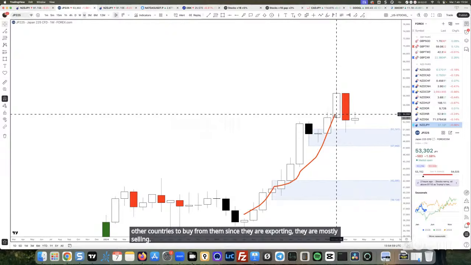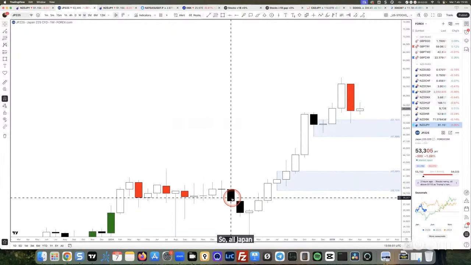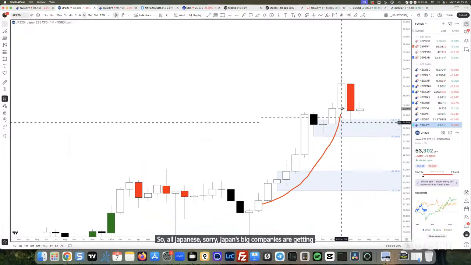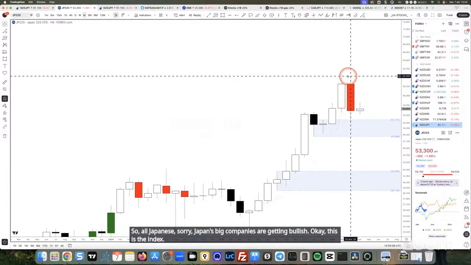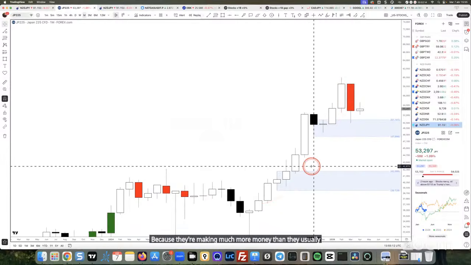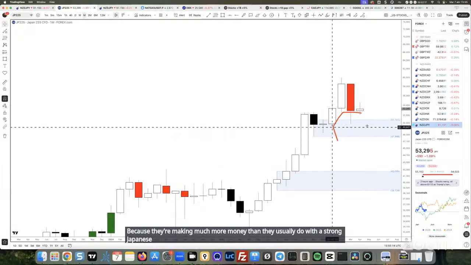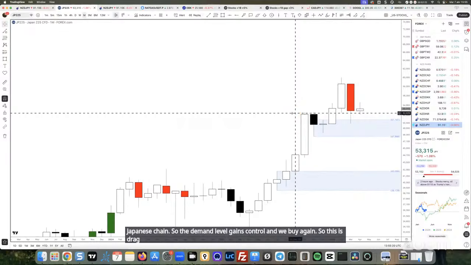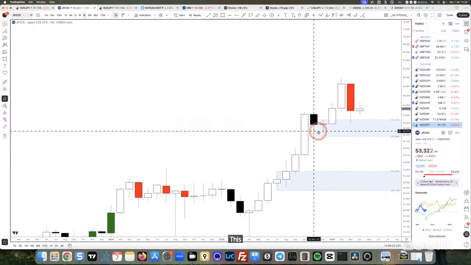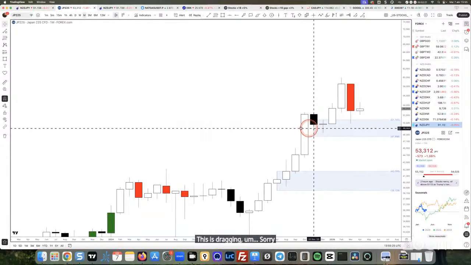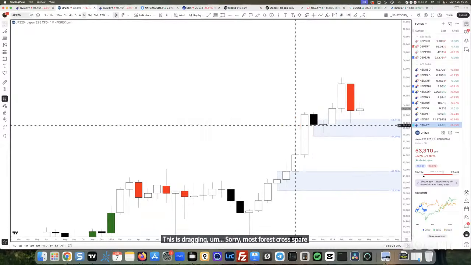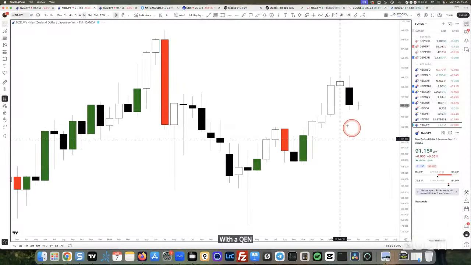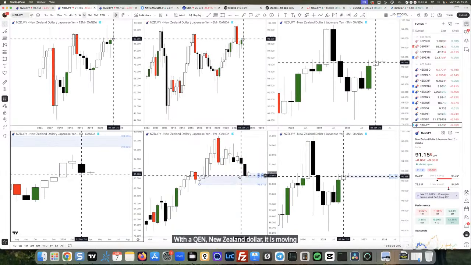So all of Japan's big companies are getting bullish. This is the index, because they're making much more money than they usually do with a strong Japanese yen. So the demand level gains control and we buy again. This is dragging most Forex cross pairs on the way up, like we saw before, with the Kiwi yen, the New Zealand dollar. It is moving them to higher grounds.